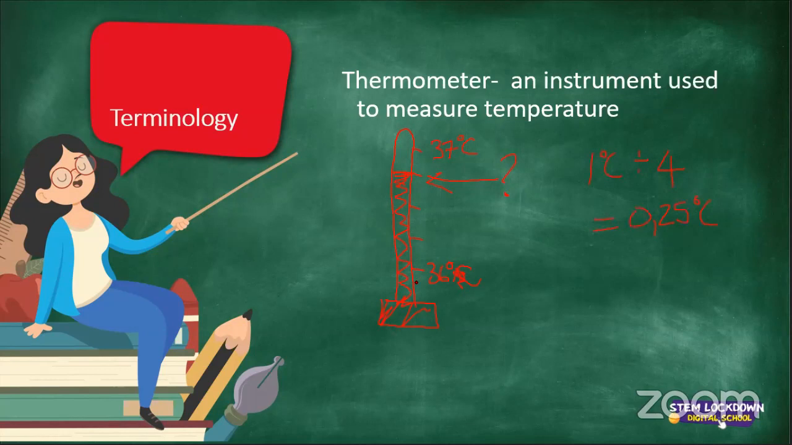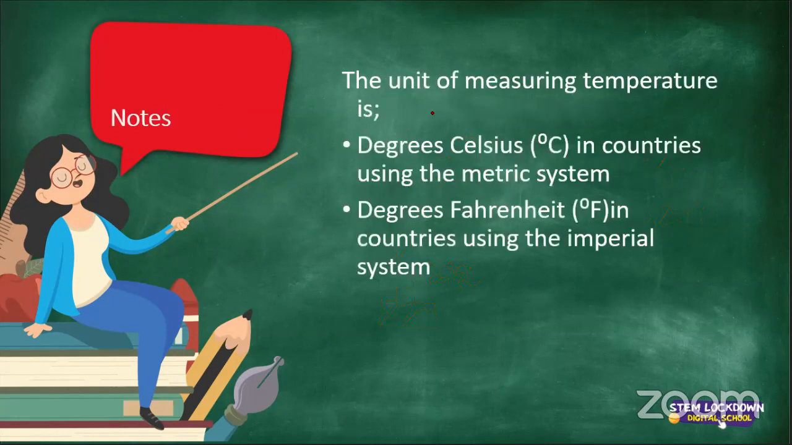With each and every interval, you increase by 0.25. So this will be 36.25, 36.50 or 0.5, and 36.75. Excellent, well done. This is the type of question they can ask you during the exam. Now let's look at further notes.